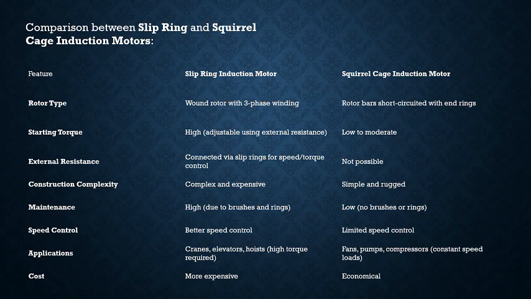Let's quickly compare the two motor types. Slip ring motors have wound rotors with slip rings and external resistances. They are suitable for high torque applications like cranes and hoists, like heavy works. Squirrel cage motors have fixed rotor bars and are compact, durable, and maintenance free. They are used in fans, compressors, and general purpose machinery. While slip ring motors offer better speed control, squirrel cage motors are more economical and widely used.